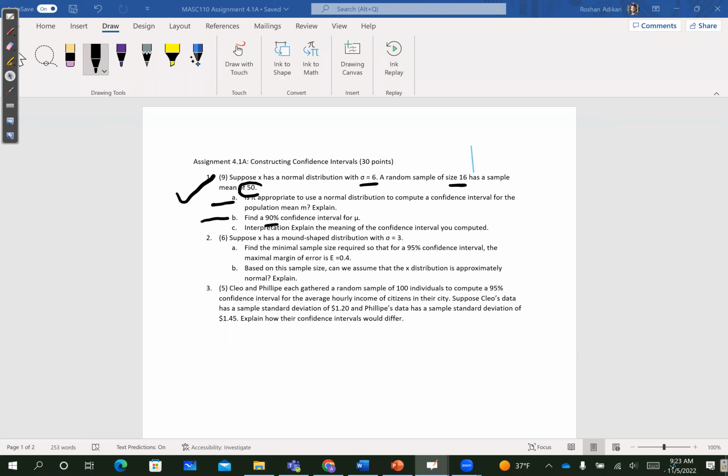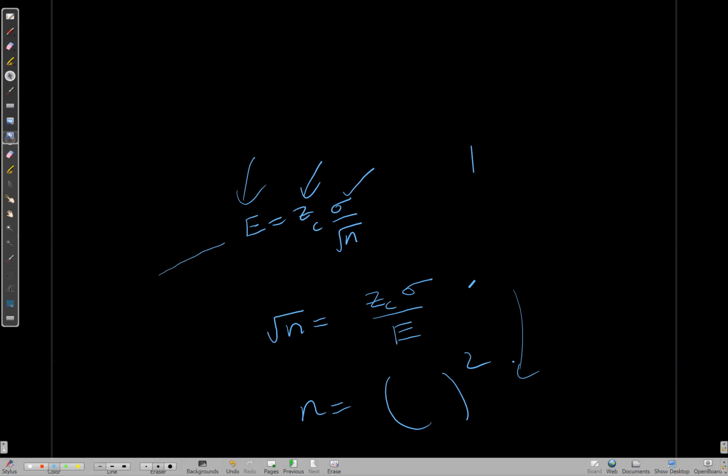So based on the sample size, can we assume that the X distribution is approximately normal? Well, use the central limit theorem. So that's done. And number 3, again depends on that equation. It's asking about the relationship between, for example, if sigma increases, what will happen to E? Will it increase? When sigma decreases, what will happen to E? That's that question.